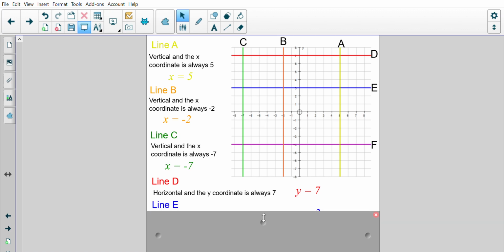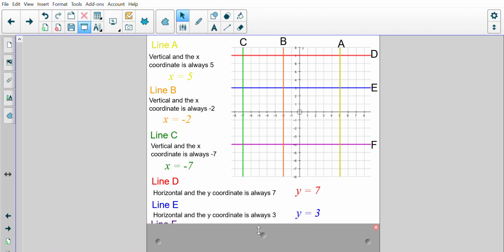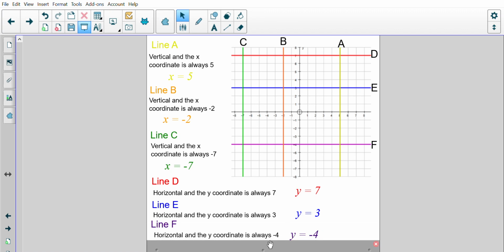Line E, can you think about what the equation for line E is? It's horizontal again. The y coordinate is always 3, so it's got the equation y equals 3. You try line F. What do you think the equation of line F is? F is horizontal. The y coordinate is always minus 4. Therefore, it has an equation of y equals minus 4.